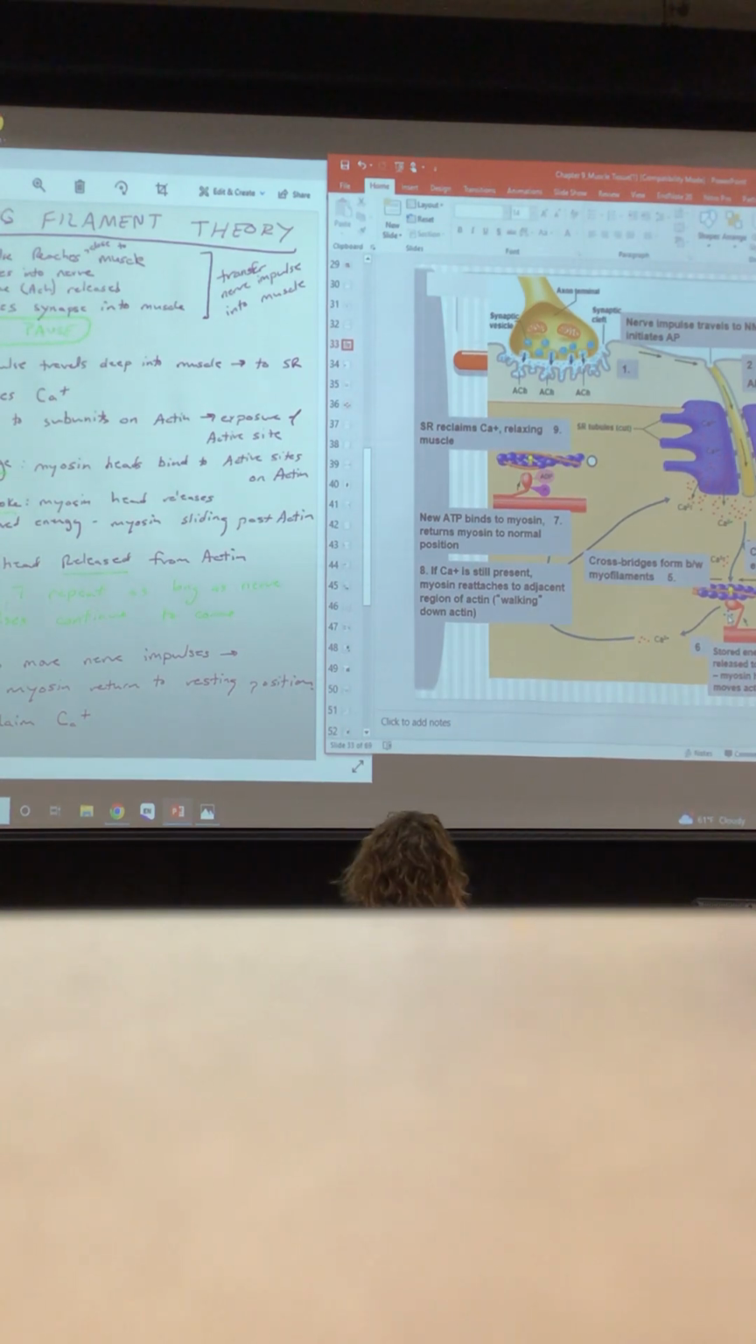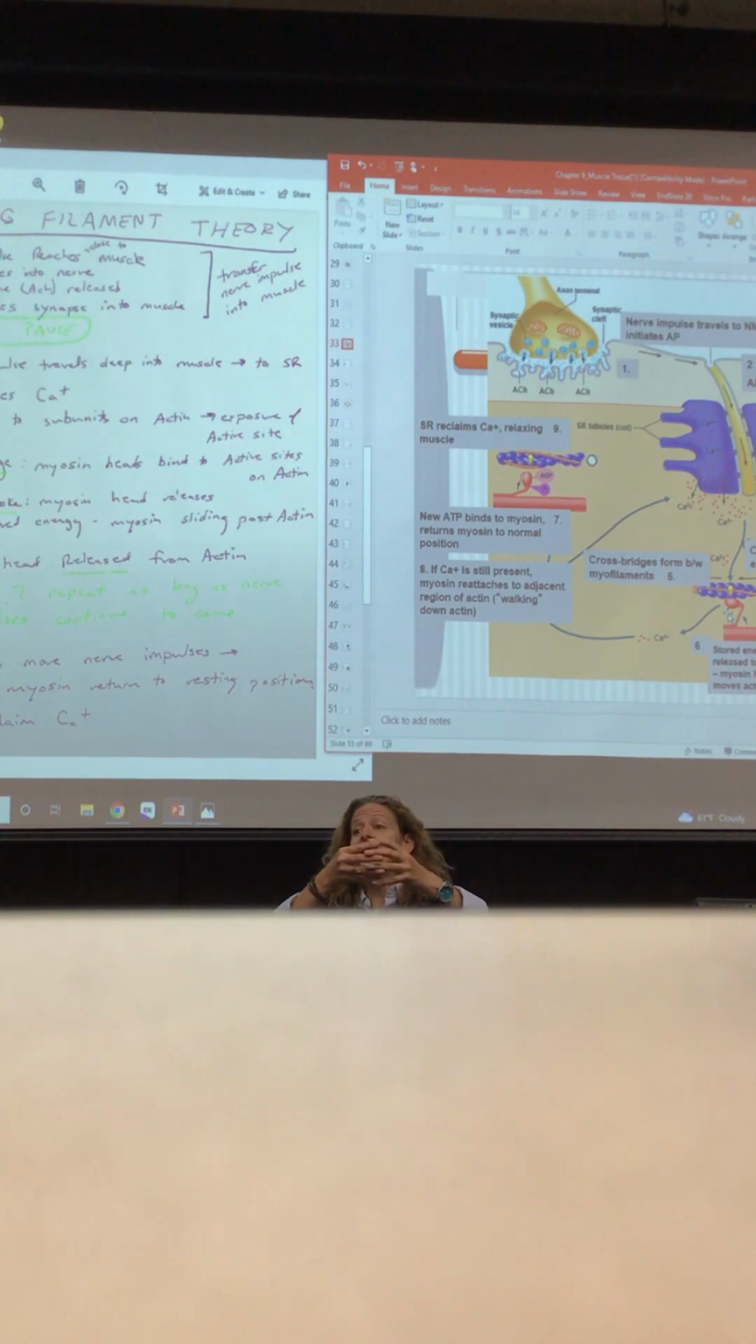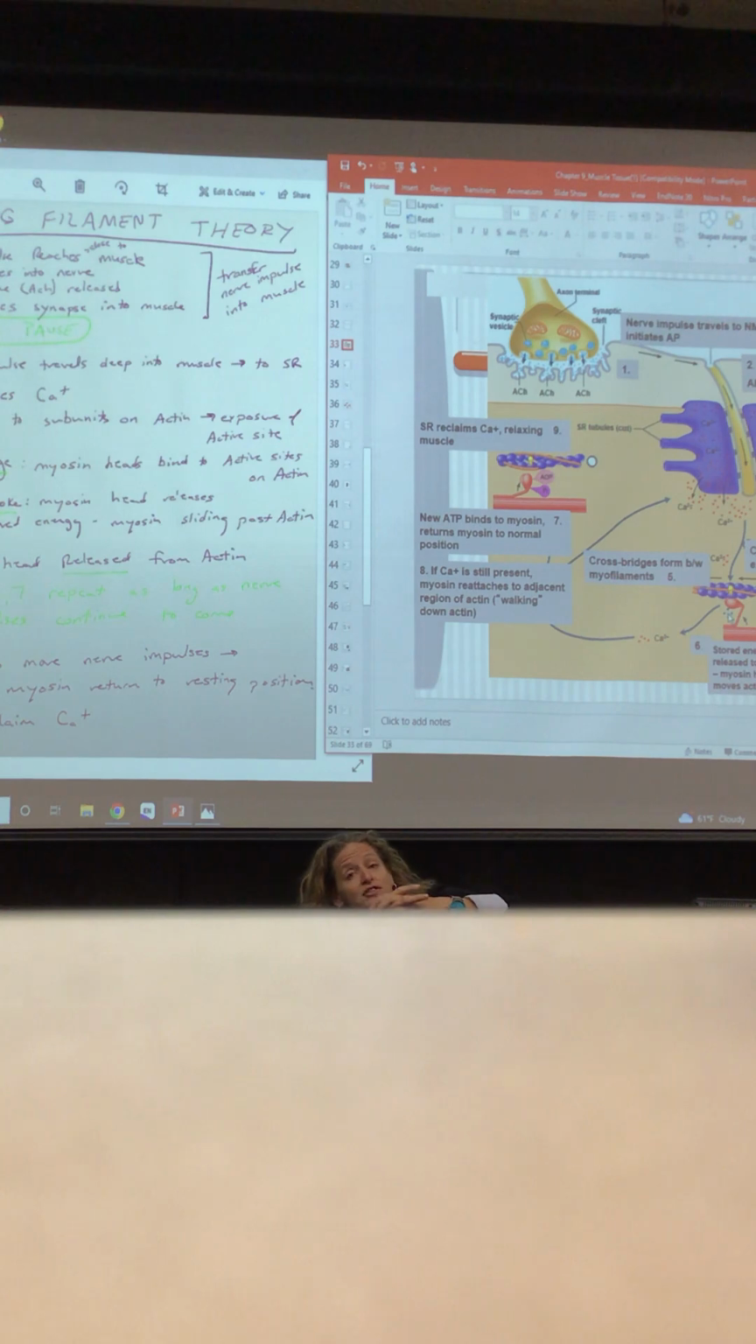Step number, what am I on? 6. 6 is the power stroke. So step 5 was the cross-bridging. Myosin head binds to actin. Step number 6, myosin head releases stored energy, causing the myofilaments to slide past each other. That is the sliding.